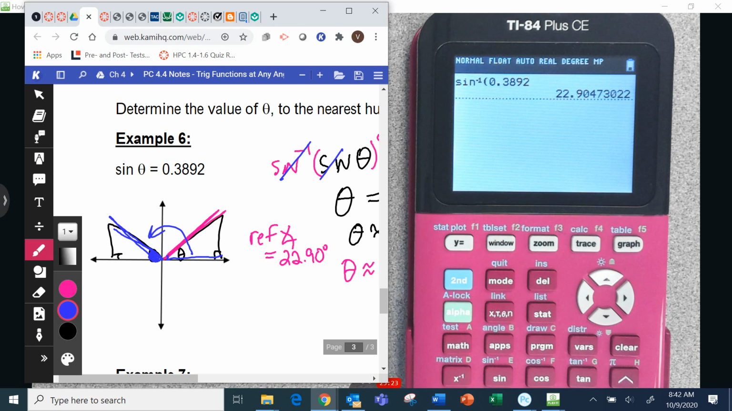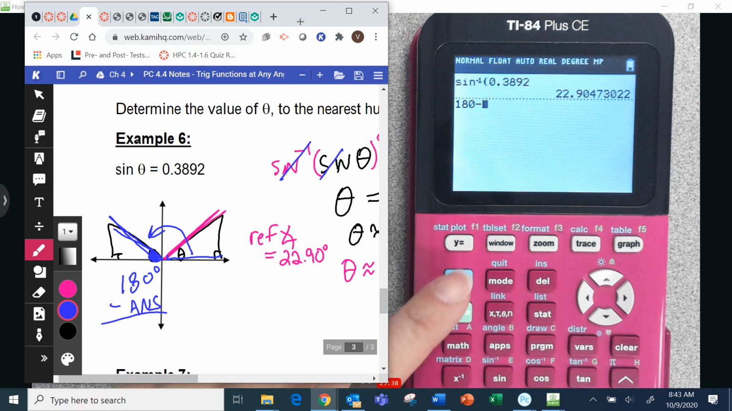I'm going to take 180 degrees and subtract. Now, I'm not going to subtract 22.9 on my calculator. I'm going to subtract the answer. Do you know how to subtract answer? There's a couple ways to do it, but I'm going to do 180 minus, and I do second negative sign, so it literally says ANS. I know I'm subtracting that last answer.